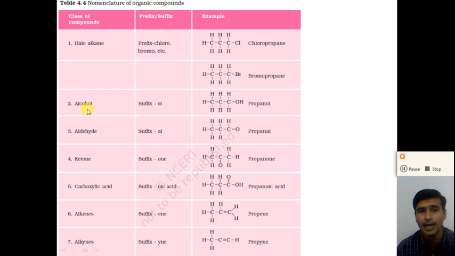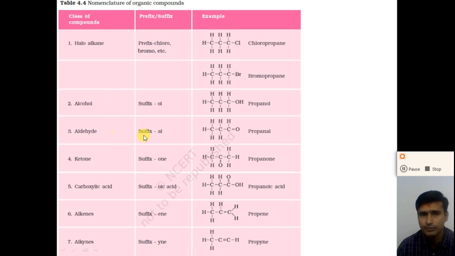Second group is the alcohol group, right? For the alcohol group, we add the suffix "ol". So if there is a chain of three carbon atoms and one of the carbon atoms makes a covalent bond with the alcohol group OH, its name is propanol. Methanol, ethanol, propanol, butanol, hexanol, like this. Third one is the aldehyde group.